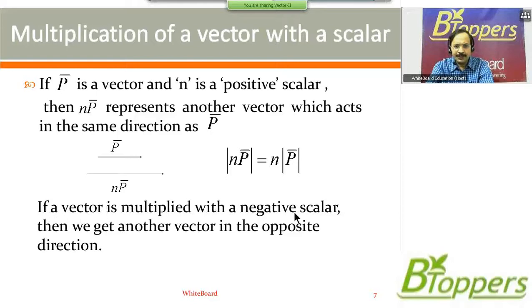If a vector is multiplied with a negative scalar, then we get another vector in the opposite direction. So if n is a positive scalar, then minus n will be a negative scalar. Then minus nP bar represents another vector which acts opposite to P bar. So the modulus of vector minus nP bar is n times the modulus of minus P bar, or you can say n times the modulus of P bar. This represents vector P bar here, which acts in this direction. This is vector minus nP bar, which acts in the opposite direction.